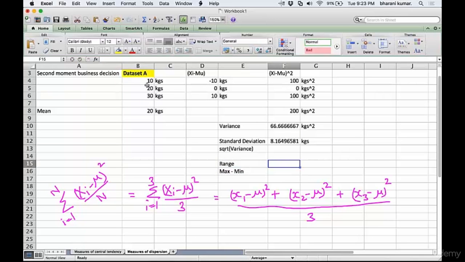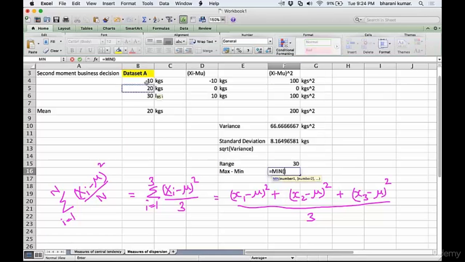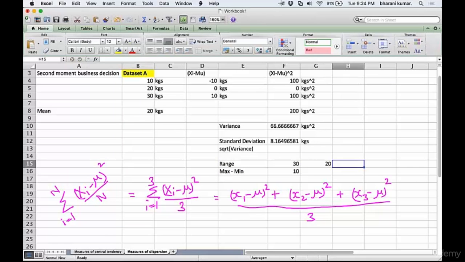Since there are three numbers, it would be relatively easy for you all to identify the maximum value here, right? Maximum value is 30. But what if I give you millions of records and ask you to find out the minimum value or maximum value? You need to resort to functions. So here max is a function. You just need to select these three. It would say that 30 is the maximum value, and min would give you the minimum value. Now range is nothing but the maximum value minus minimum value, which happens to be 20 kgs.